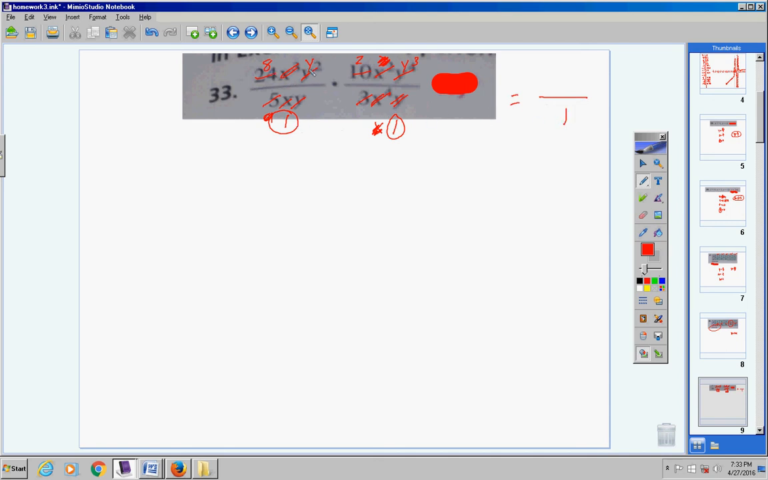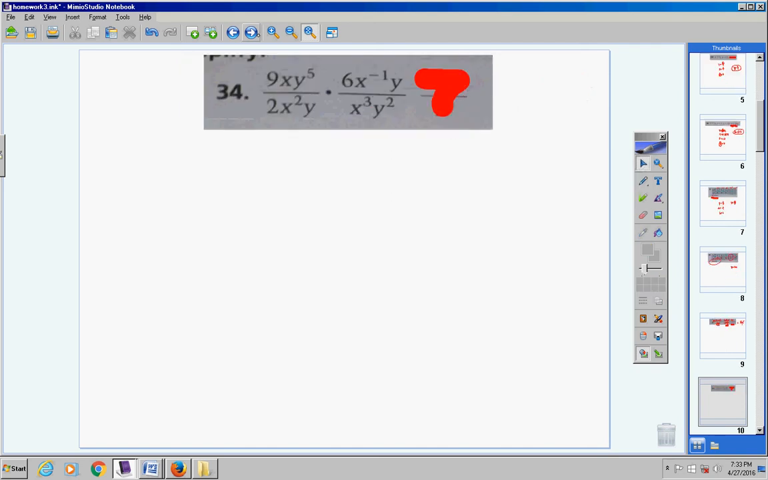Up top here I have 8y. Up top over here I have 2y cubed. So I have 8y times 2y cubed. 8 times 2 is 16. Y times y to the third is y to the fourth. So your answer is 16y to the fourth. Number 34, same thing.